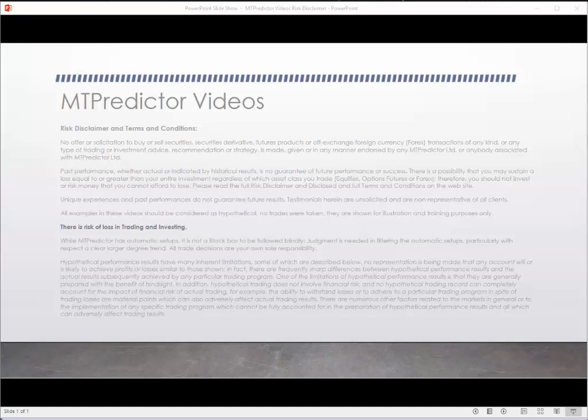But before we start that, I want to go through our risk disclaimer and remind you that all examples in these videos should be considered as hypothetical. No trades are actually taken. They're just shown for illustration and training purposes only. Remind you there's a risk of loss in trading and investing. Put another way, all professional traders know and understand, but more importantly accept, that losses can and will and do unfold. This is very important. We'll be looking at a losing trade in today's video as well.